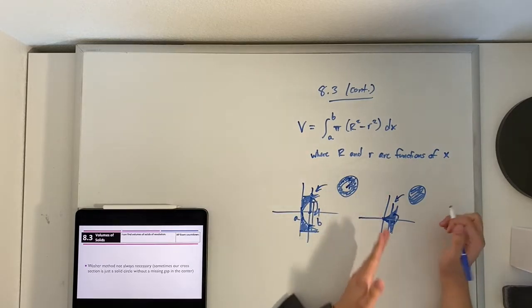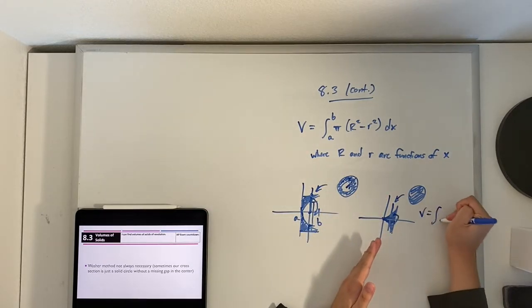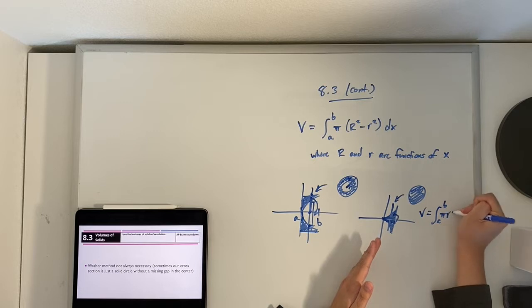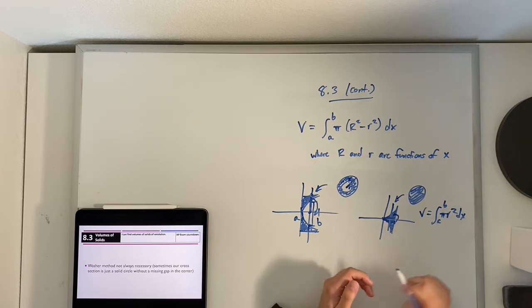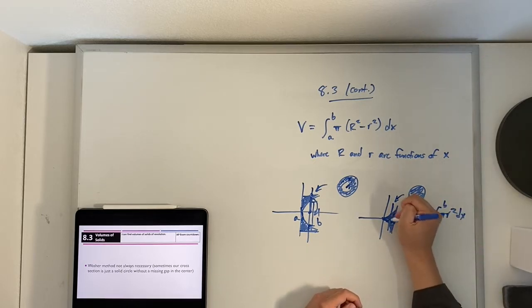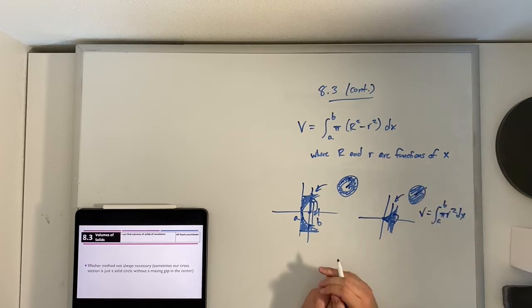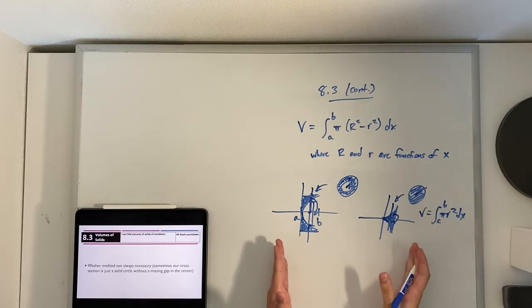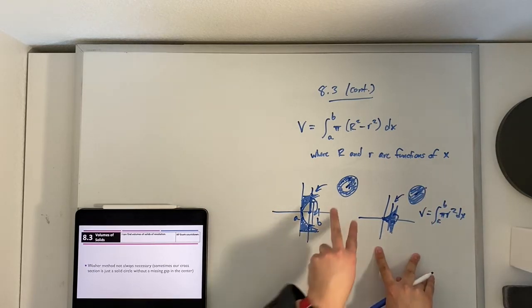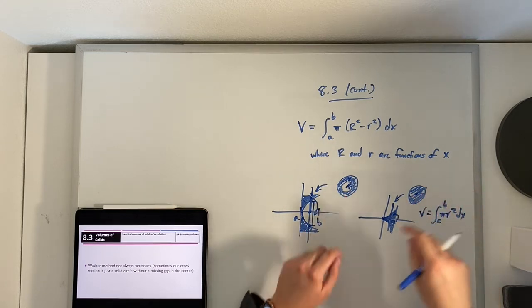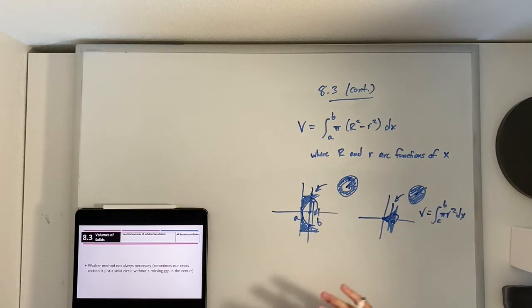If it's just a solid circle, then we have volume is the integral from a to b of pi r squared, where r is a function of x. It would just be the function value in this case. So it really depends. We do have 2 different cases. Sometimes it's a washer, sometimes it's just a circle. The basic concept is the same, where we're integrating the area of a cross section over an interval. But it really just depends on what we're rotating around and what our function is.